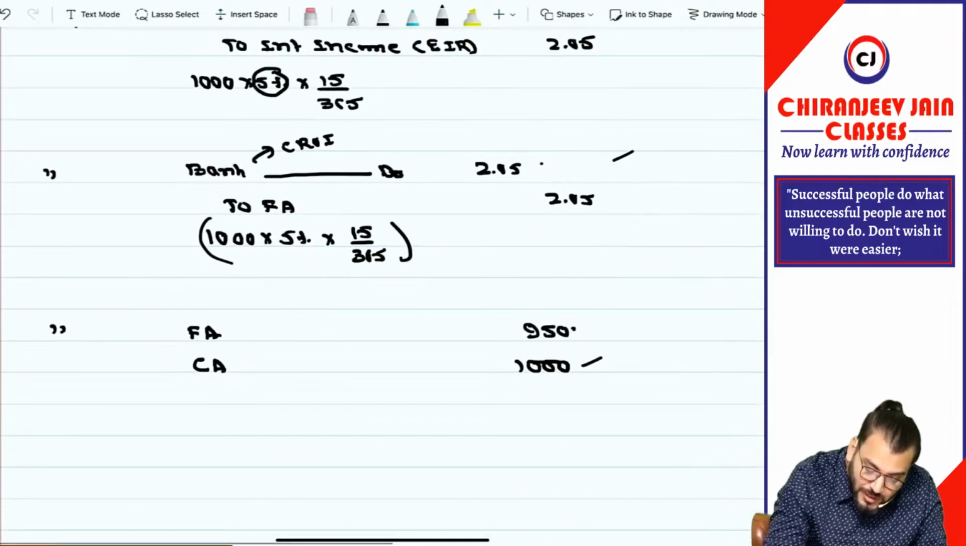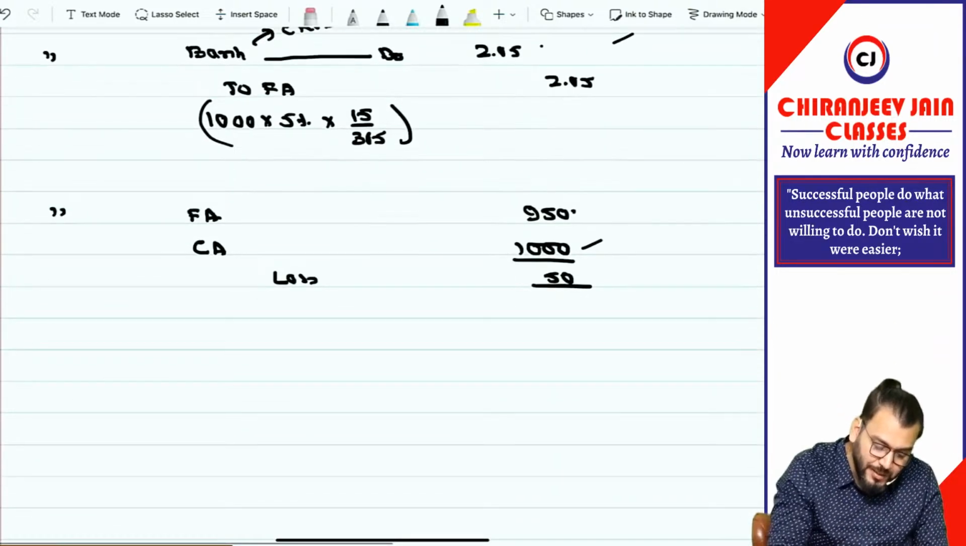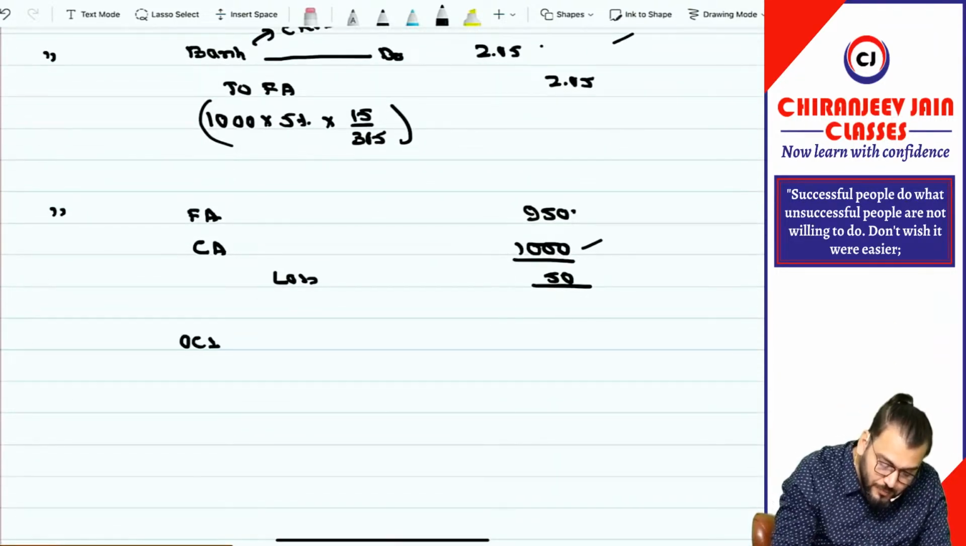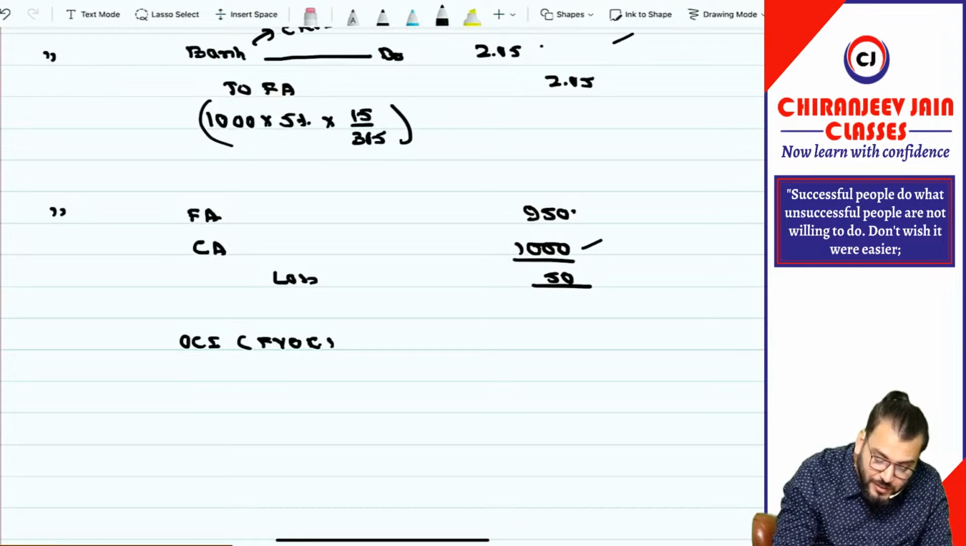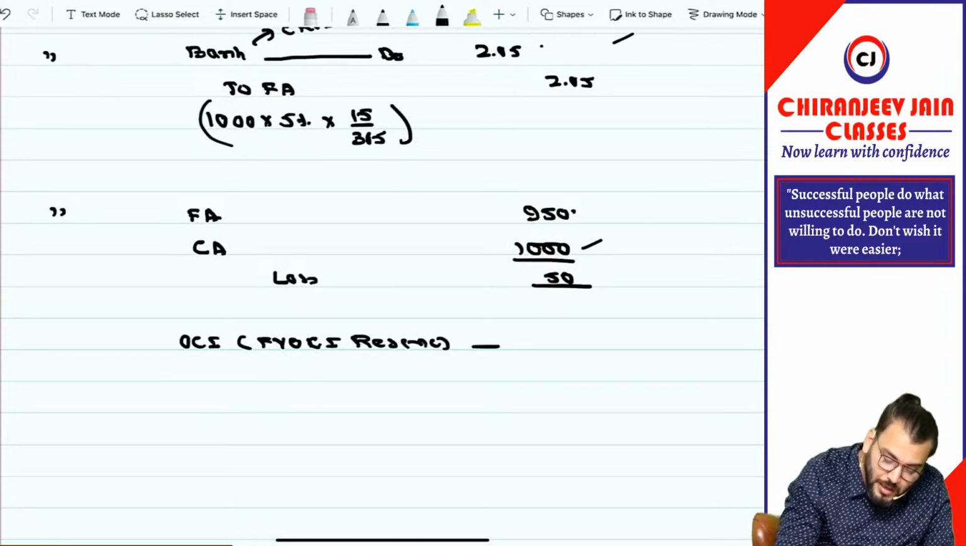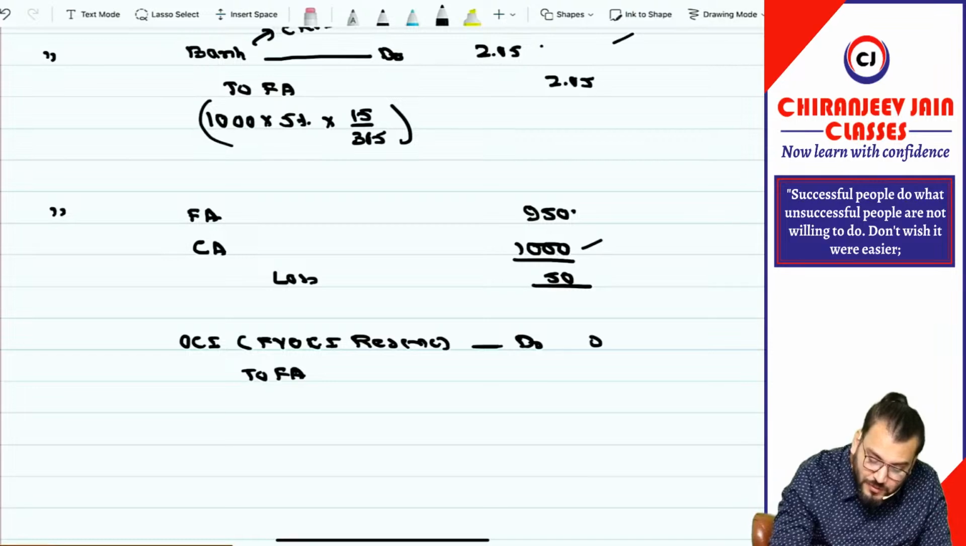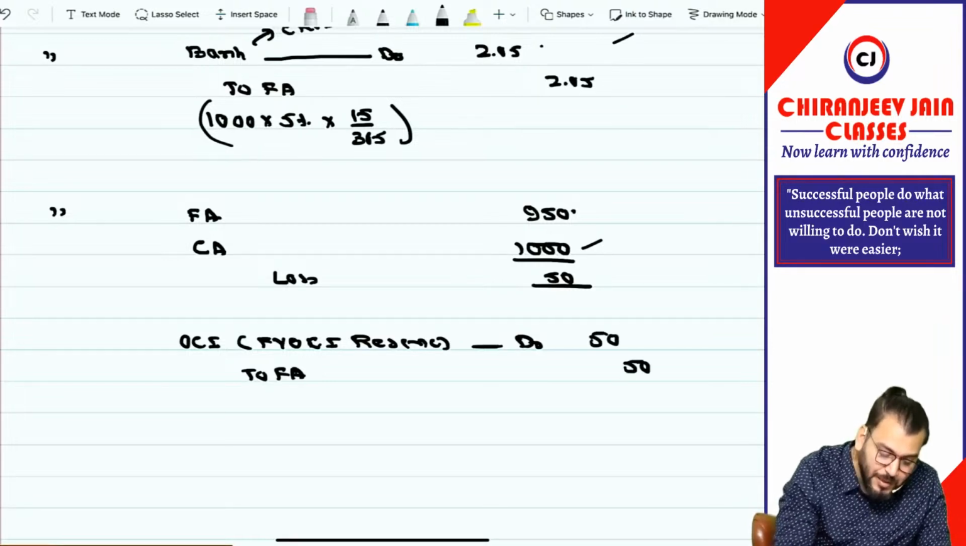Understood? So now there is a loss of 50. So first, what journal entry will you pass? OCI accumulated in a separate component of equity. So we can say FVOCI reserve account debit to financial asset. How much? 50. But what happened now?